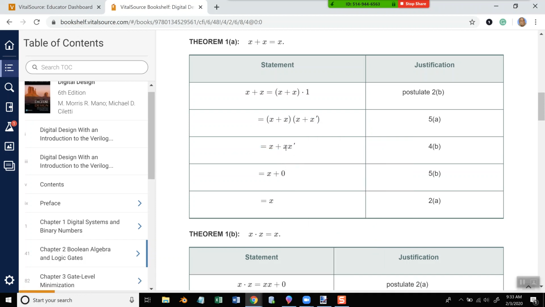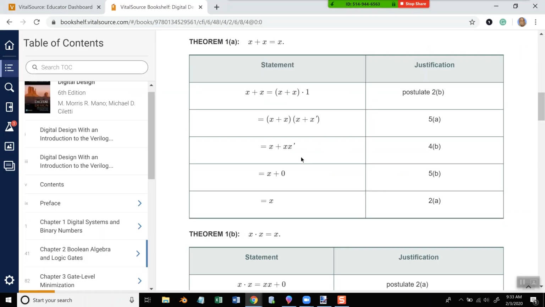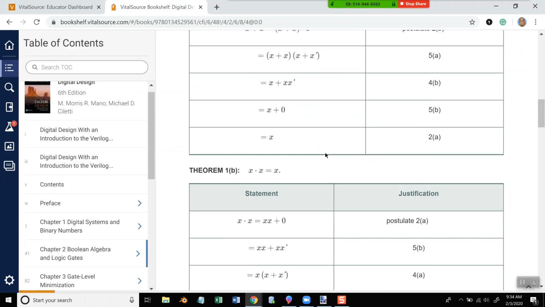Then remember we had x not x equal to 0. That was postulate 5b right here. And then you can drop the 0, not just because it makes sense. You have to cite something. This one right here, postulate 2a, says if you have a plus 0, plus is again or, then you can just drop that plus 0. Okay.